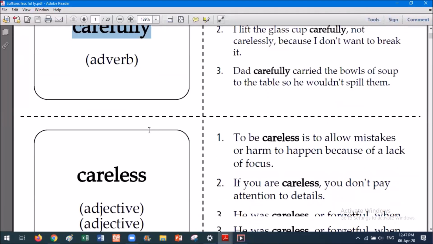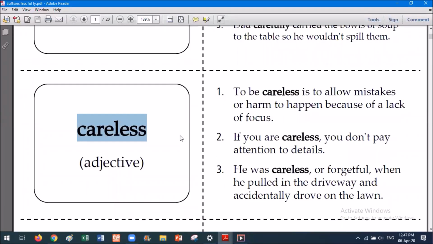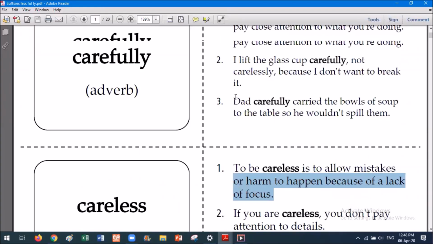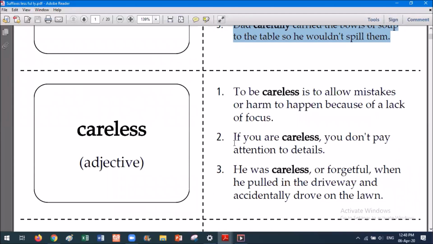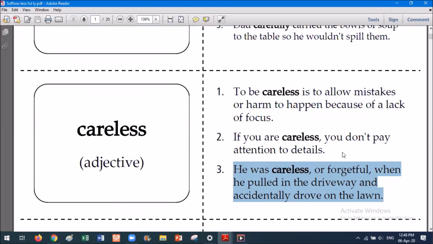The next one is careless, without care. So this is the antonym, the opposite. To be careless is to allow mistakes or harm to happen because of a lack of focus. So if we're careless, it means we weren't thinking and focusing on what we're doing. So these are both opposites. For example, Dad carefully carried the bowls of soup to the table so he wouldn't spill them. He was careless when he pulled in the driveway and he accidentally drove on the lawn.